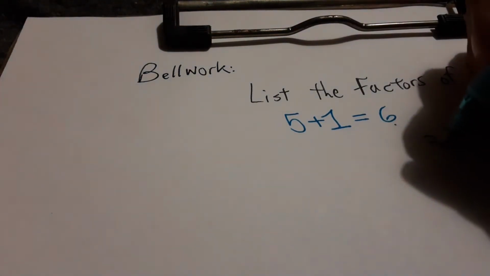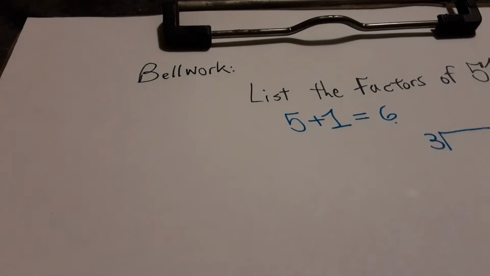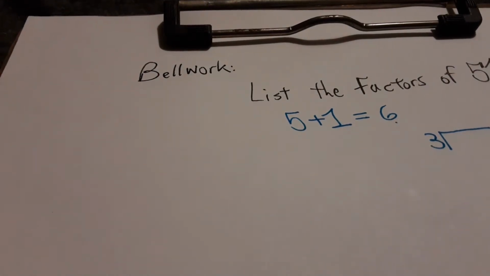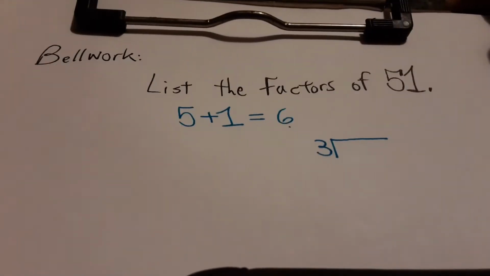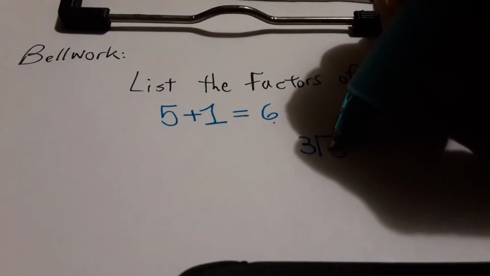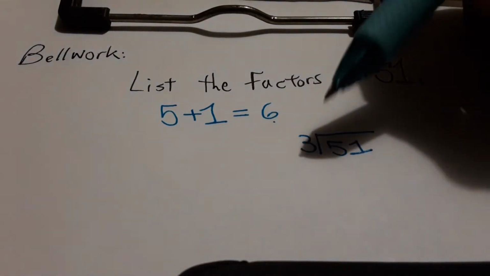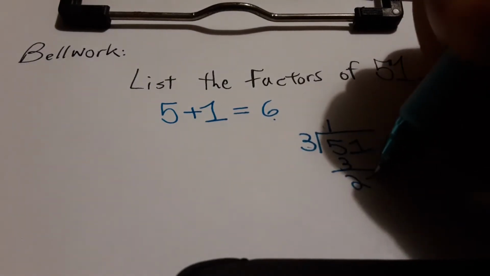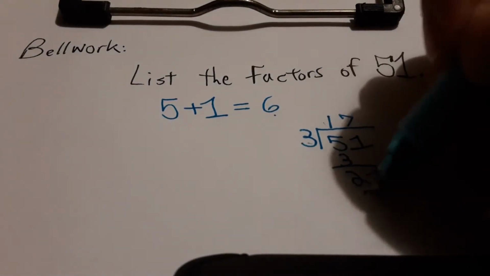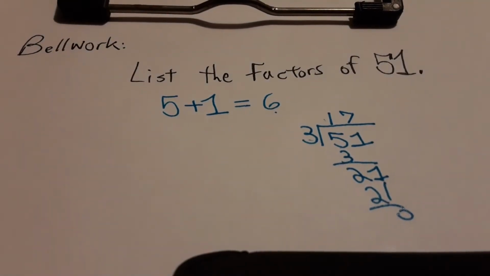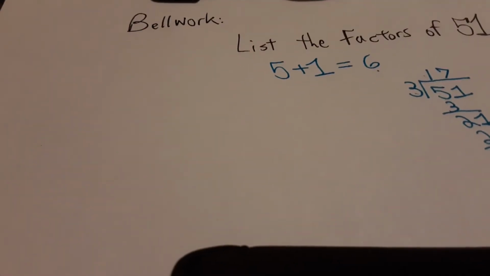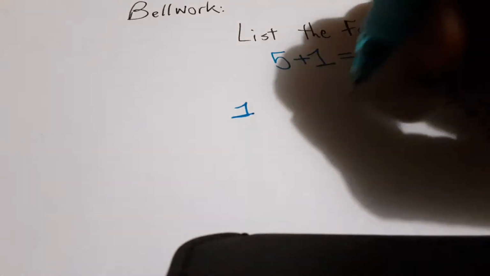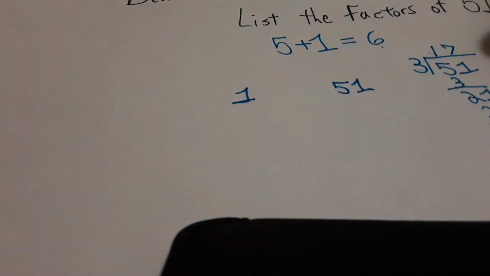So what we're going to do is, let me get this lined up. 3 goes into 51 once. 3 goes into 21 7 times. Okay? So right away, we have 1 and 51 that are factors of 51, right? So 1 times 51. Then we also have 3 and 17.